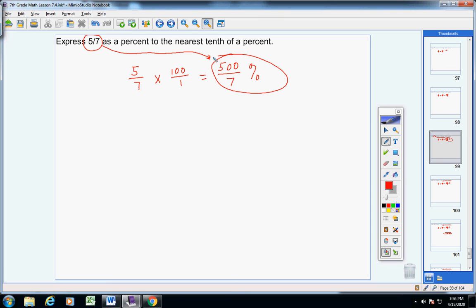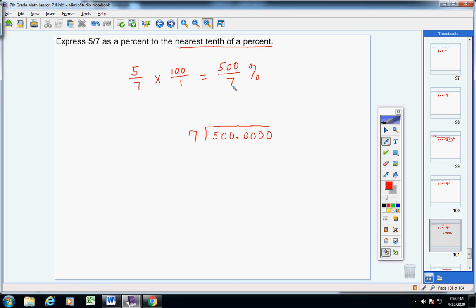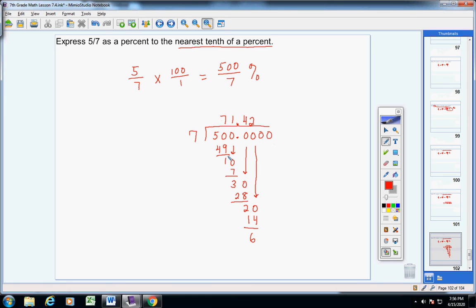The problem is they don't want you to write your percentage in fraction form. They want you to write it to the nearest tenth. That means they want you to write this as a decimal. So we've got to do some work here, okay? We have to take 7 and divide it into 500. So let's see what happens. Okay, there we go. Now again, guys, pause the video. Maybe you want to back up a page, do this whole thing on your own, and then see if you got it right. It's up to you, but that's what you would get.